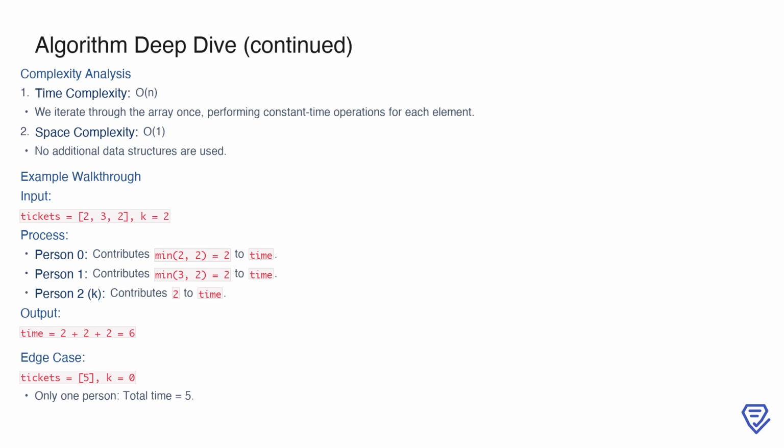For an edge case like tickets equals [5] and k equals 0, there is only one person, so the total time is simply 5, matching their ticket count. These examples illustrate the correctness of the algorithm for both typical and edge cases.